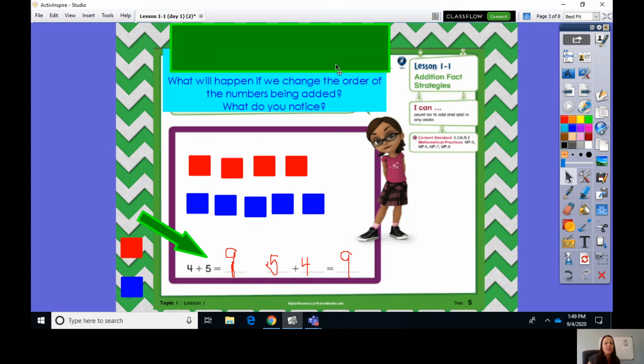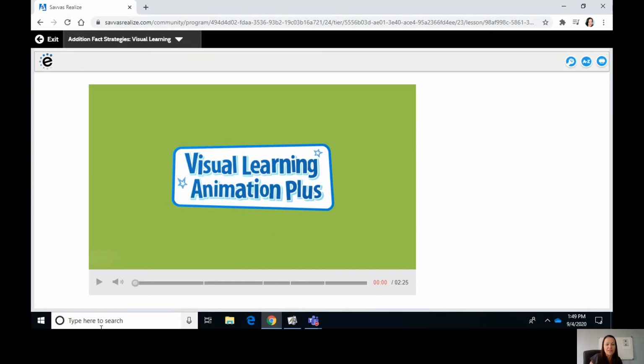So what happened when we changed the order of numbers that were being added? We flipped them around. What did you notice? Did you notice that we got the same sum? We did. Let's watch our visual learning video to get a little more information.